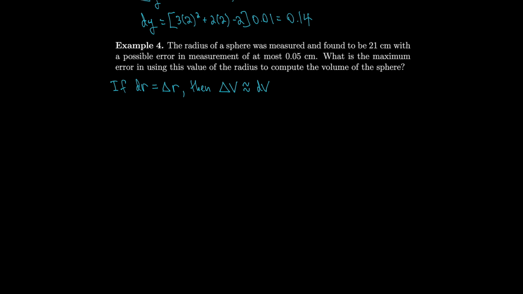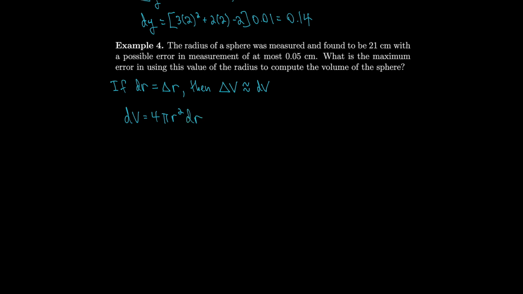So again, what we're saying is that radius in this case is the independent variable. Volume depends on the radius, that's our dependent variable. So we look at the error in the radius, we set that equal to our radius differential, and then we say that that'll make our volume differential approximately equal to our error in volume. So let's calculate the volume differential. Whatever it is, it's got to be close to this error, so we won't even have to look at that.